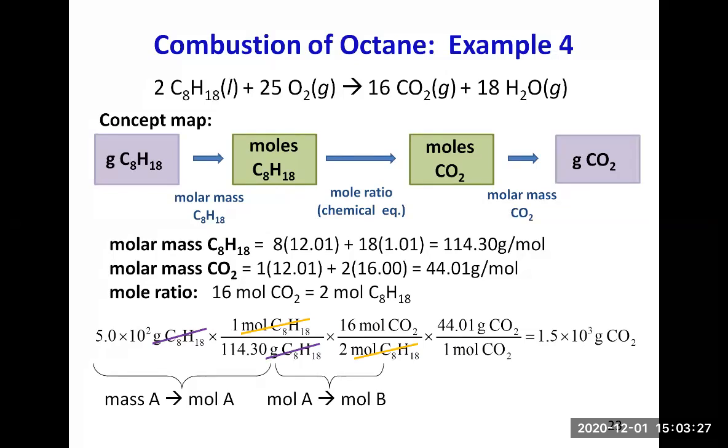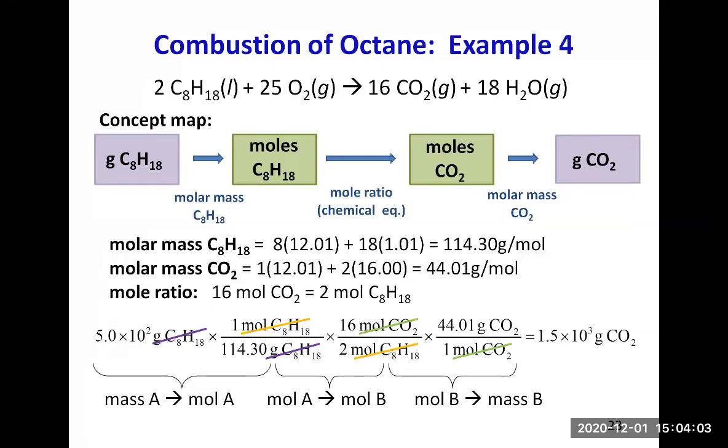Next, you need to change the moles of carbon dioxide into grams of carbon dioxide. So you will multiply by the molar mass of carbon dioxide with the grams on top and the mole on the bottom, so that we can cancel the moles of CO2. And that leaves us with grams of CO2, which is what the question was asking for, a mass of carbon dioxide produced. And this last step allows you to change the moles of B, which is carbon dioxide, into mass of B, which is mass of carbon dioxide.